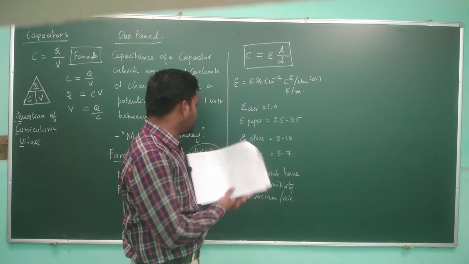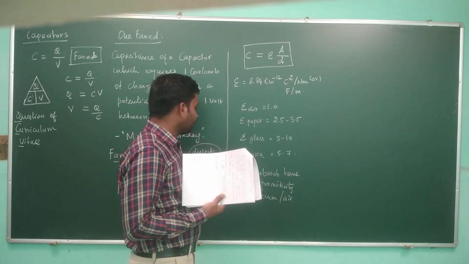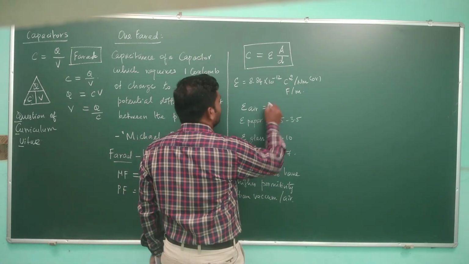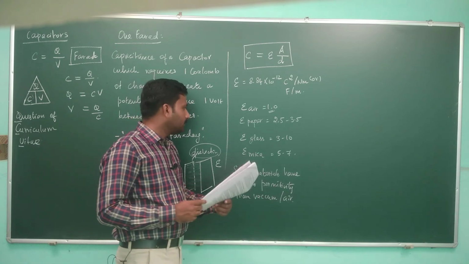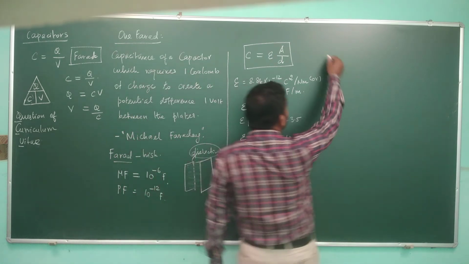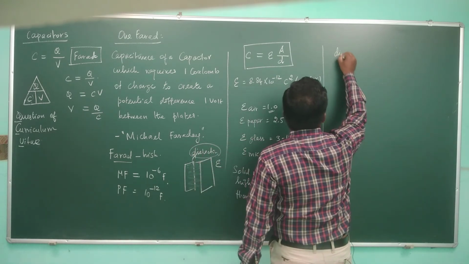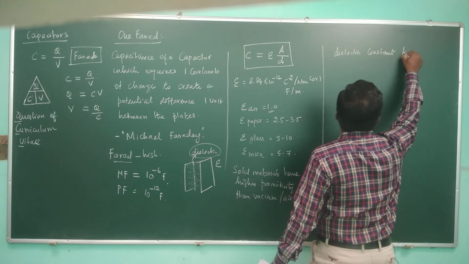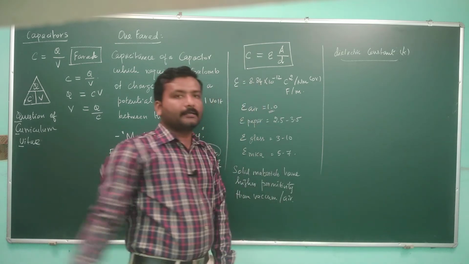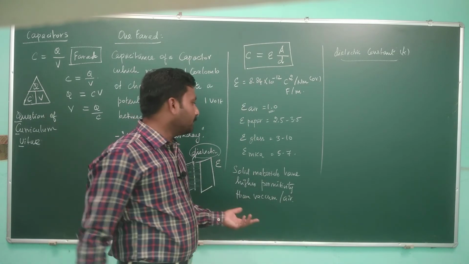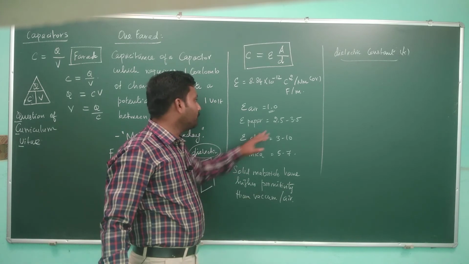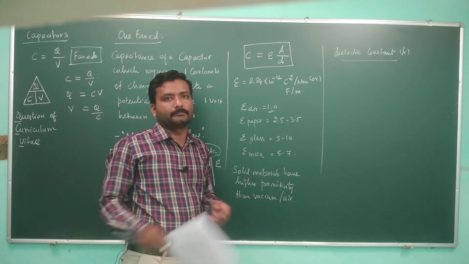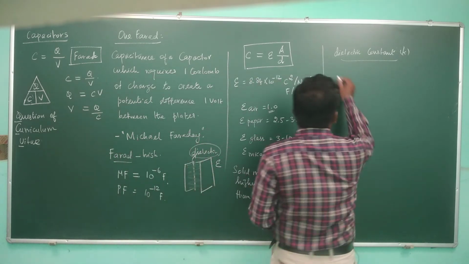And you see, solid materials which are having higher permittivity, now this is denoted with a parameter called dielectric constant K. Dielectric constant will give a quantitative idea about how much this solid material has higher permittivity than the vacuum.